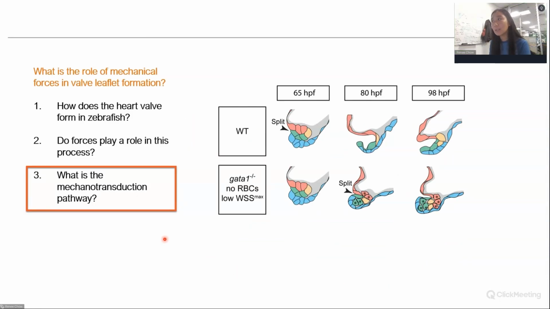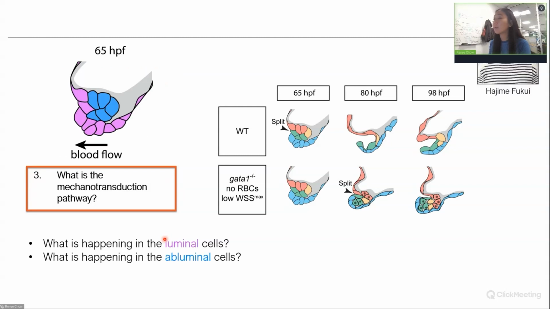So now that I know that mechanical forces are important for this process, I wanted to know what's the mechanotransduction pathway. And for this part of the project, I collaborated very closely with Dr. Hajime Fukui, who now runs his own lab at Tokushima University. And what we are trying to find out is what is happening in the luminal cells, which I'll talk about today, and also what is happening in the abluminal cells, which I won't discuss today.